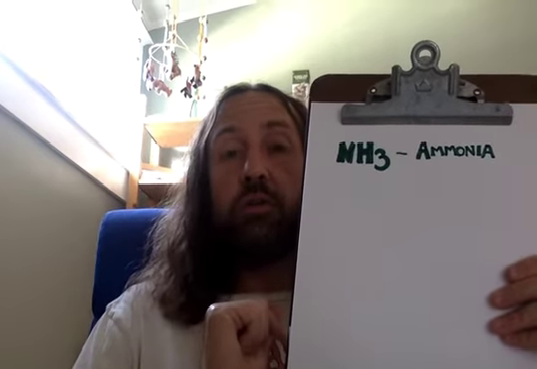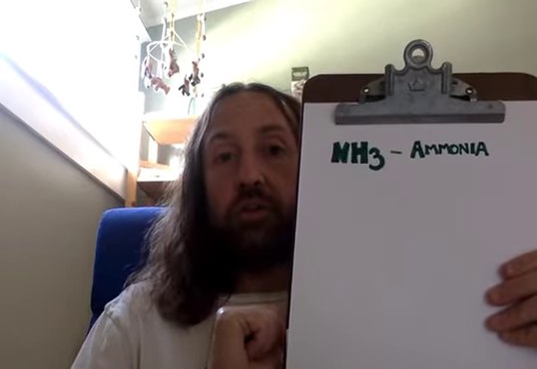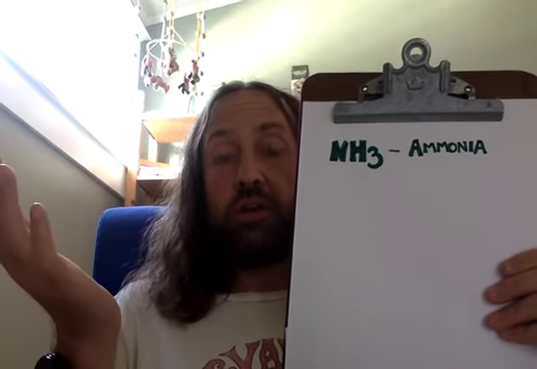Today we're going to do a Lewis structure and 3D model for ammonia, NH3. When we're working with ammonia, the first thing we need to do is a Lewis structure. So I have 1 nitrogen and 3 hydrogen. My nitrogen has 5 valence electrons. If you don't know how to find valence electrons, you need to get out your periodic table and count over.